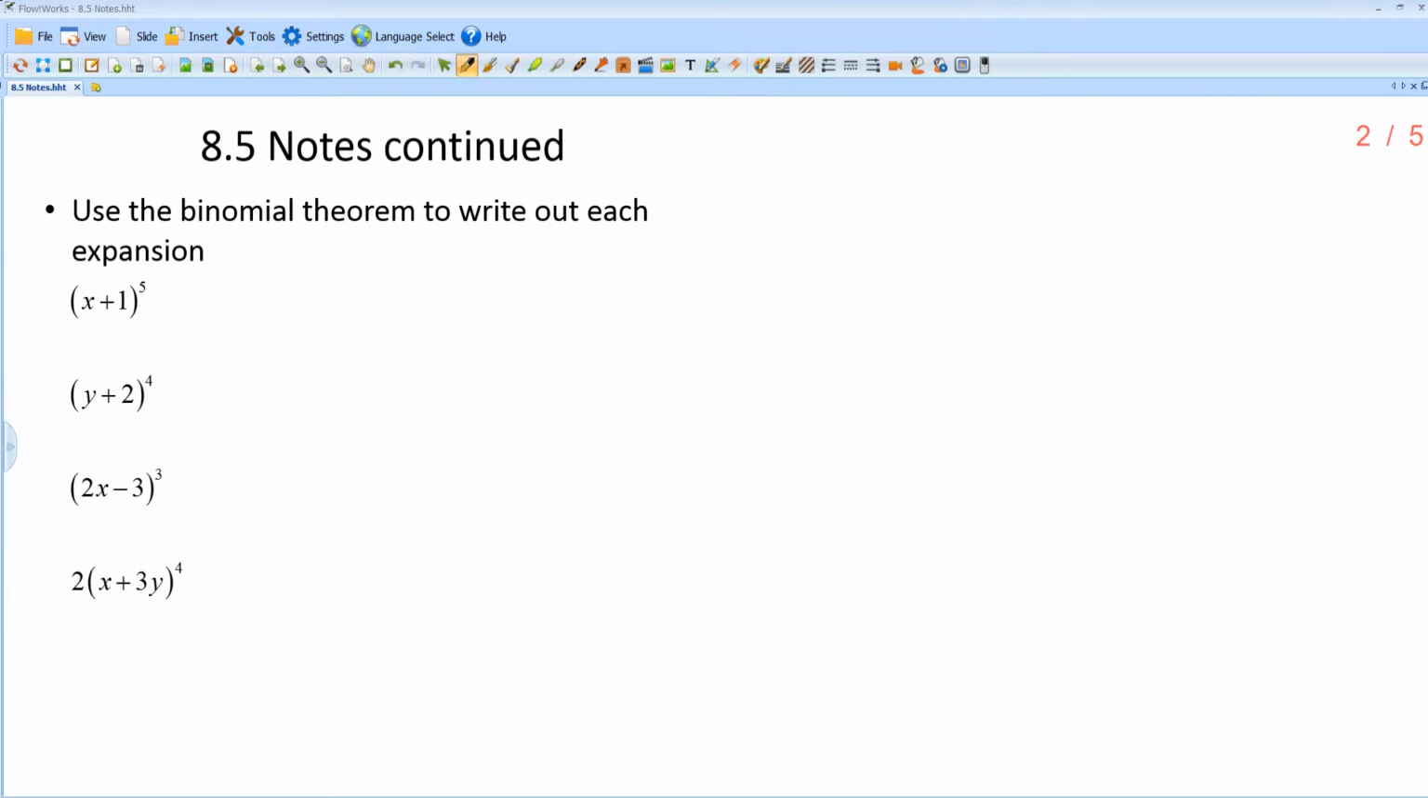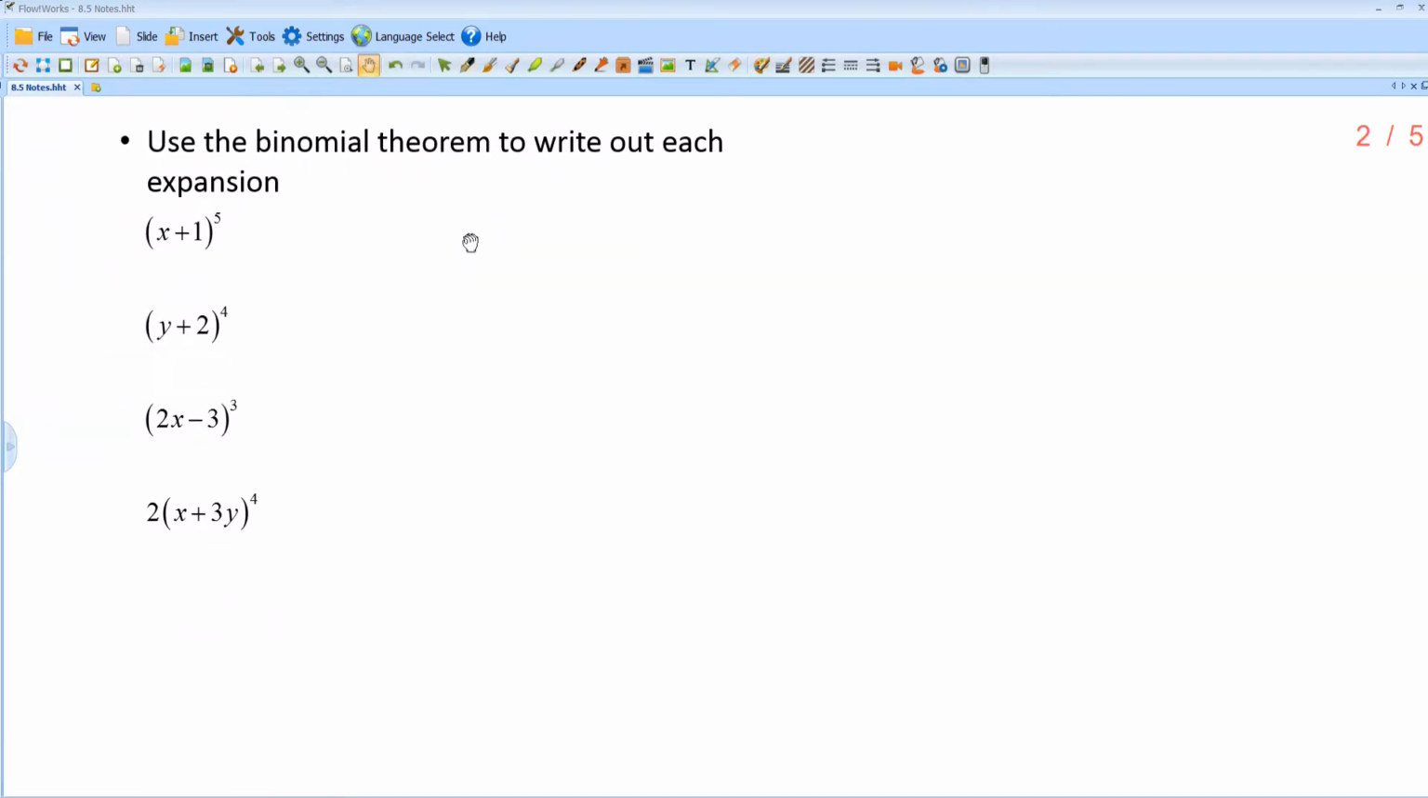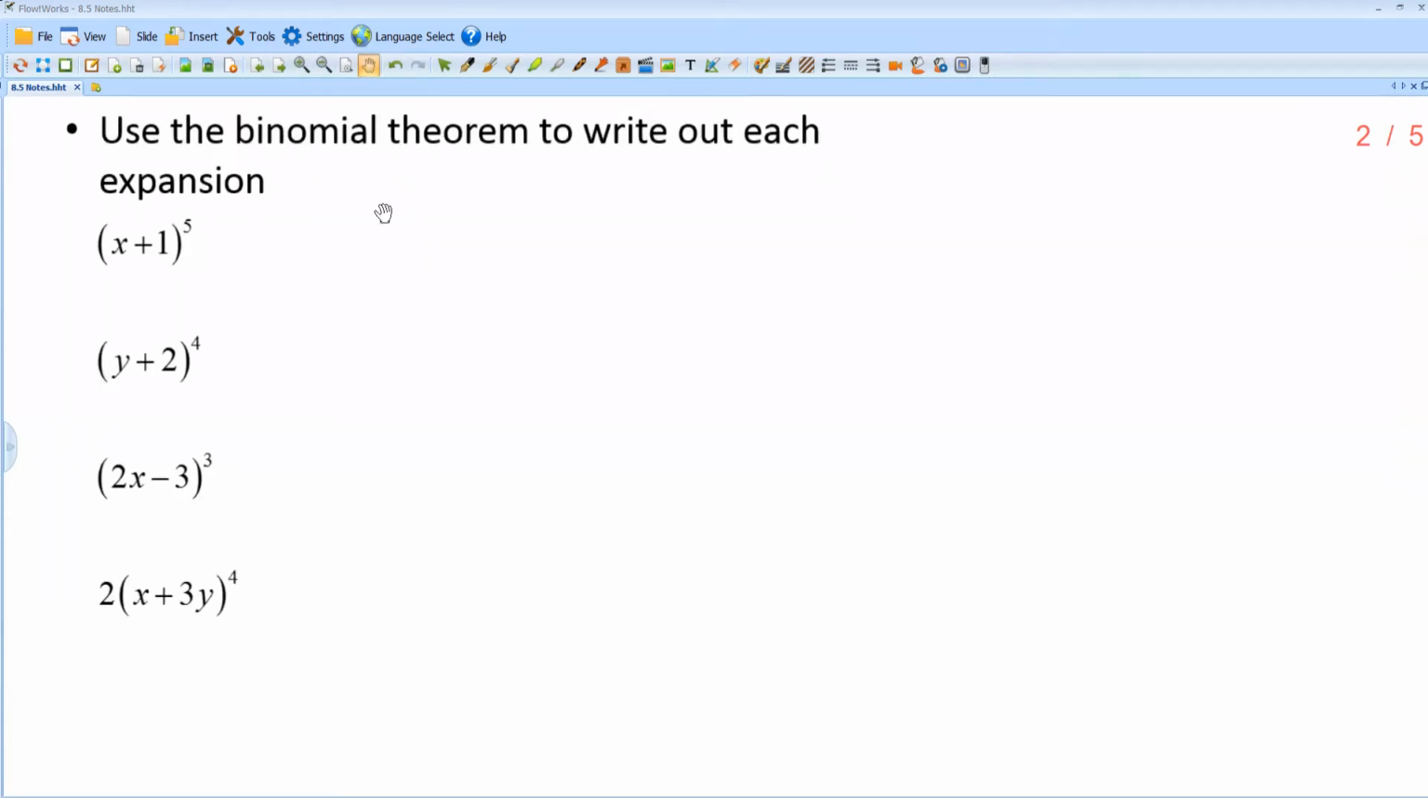These are the ones that are going to be a little bit longer, but you are going to see it's a tedious process, but an easy process. So I'm going to start with one color. I will switch colors for each thing that we do. Use the binomial theorem to write out the expansion. Again, we're going to take up a lot of space here.